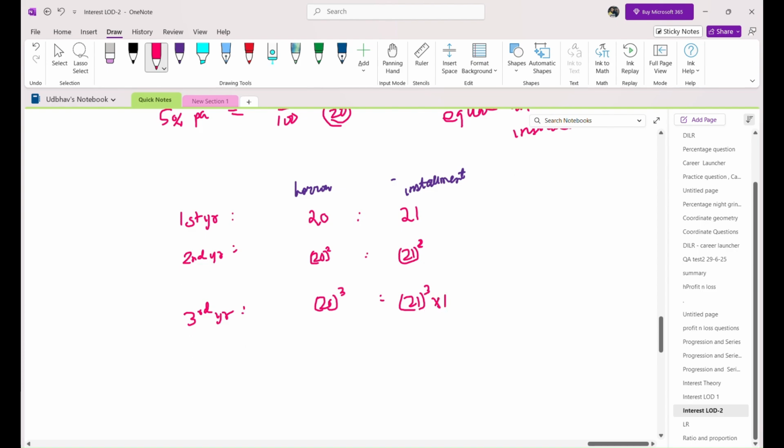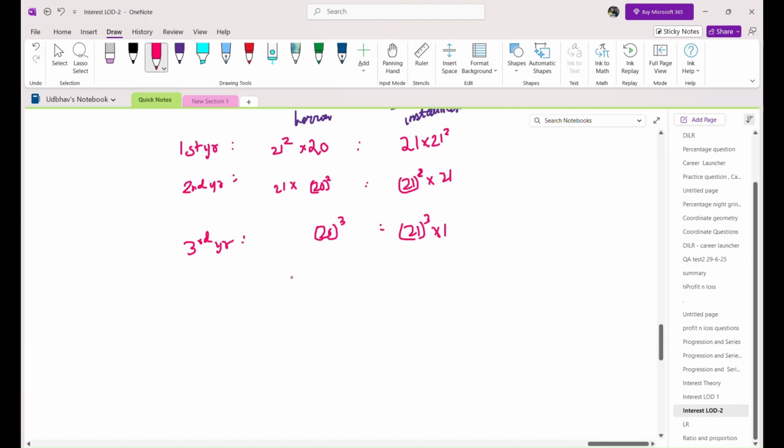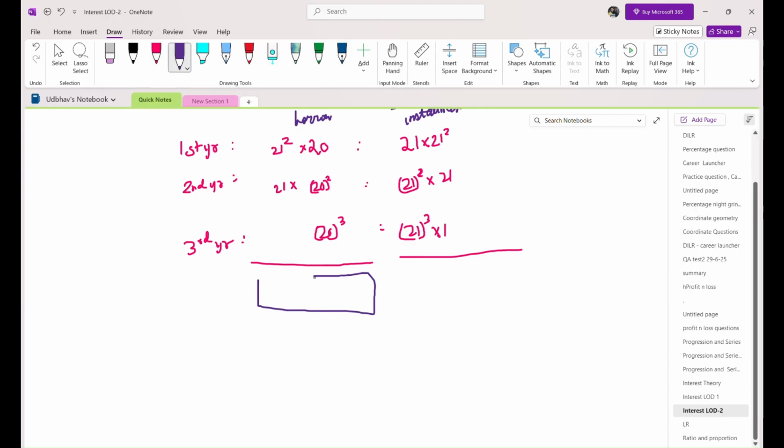We can multiply it by 1, we can multiply it by 21, but as it is a ratio, we have to make sure to multiply it on the other side as well, and we can multiply it by 21 square, and we'll make sure to multiply it on the other side as well, right? So now when we will add these things, what will we get here? Multiplying this and getting a quantity, multiplying this and getting a quantity, and multiplying this and getting a quantity, and when we'll add this, what will we get?